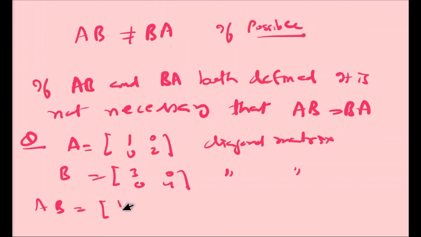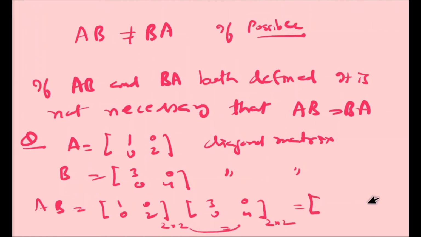What is AB? 1, 0, 0, 2 multiplied by 3, 0, 0, 4. So it is of order 2 into 2. So what we get here is of order 2 into 2. Let it be C. So what is the value of C? C is also of order 2 into 2.